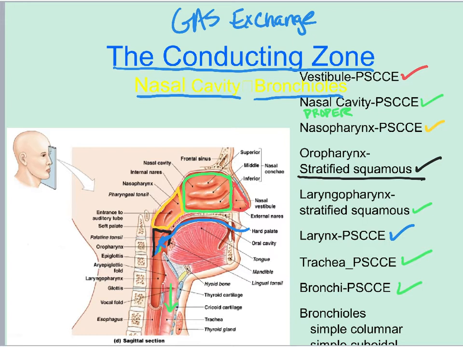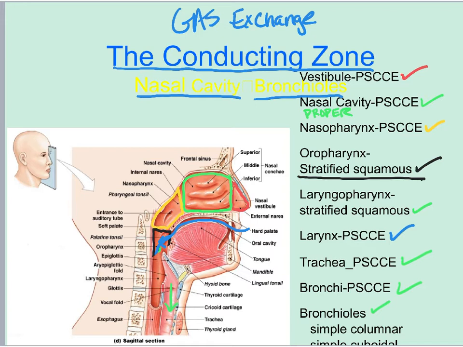And then you finally get down to the very last structures of the conducting zone, not the final structures of the respiratory system, but of the conducting zone, and those are called bronchioles. And here's where we really begin to see a change in the epithelial tissue. First, in the beginning of the bronchioles, in the proximal most portion of the bronchioles, we find simple columnar epithelial tissue. And then in the most distal portion, we find that simple columnar changes to simple cuboidal.